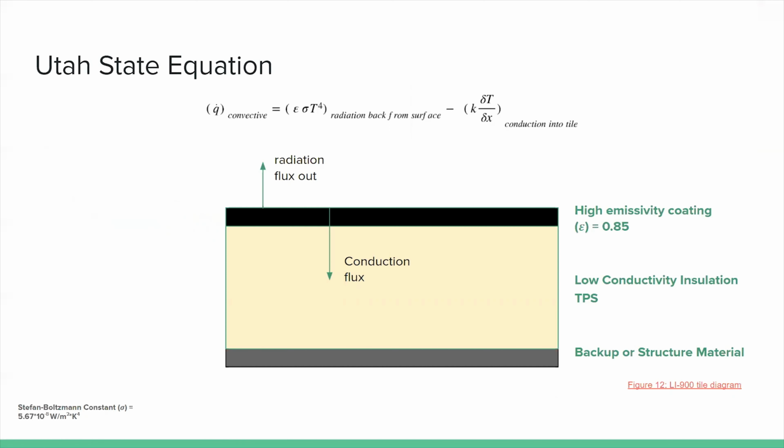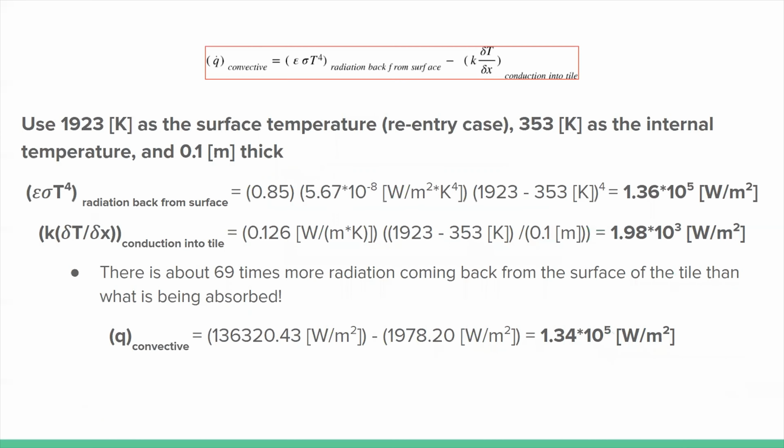You can also see a diagram showing the radiation and conduction flux on a cross-section of the tile. Using the temperatures and the tile thickness as shown on the slide, along with an emissivity of 0.85 for a gray body, the radiation from the surface and the conduction into the tile can be computed. With that, the rate of heat transfer due to convection can also be found as seen on screen.